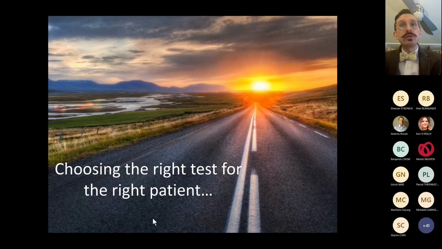All right, so that concludes everything I wanted to touch on this morning. Ultimately, our job as physicians and as cardiologists is to choose the right test or treatment for our patients. And this is a field that's rapidly evolving and continues to develop.